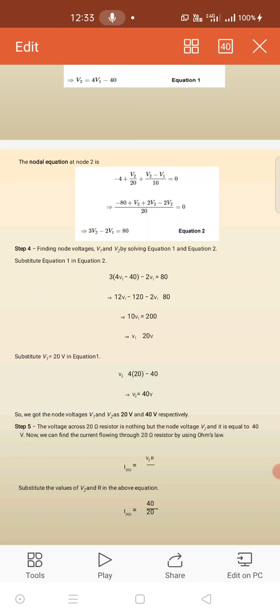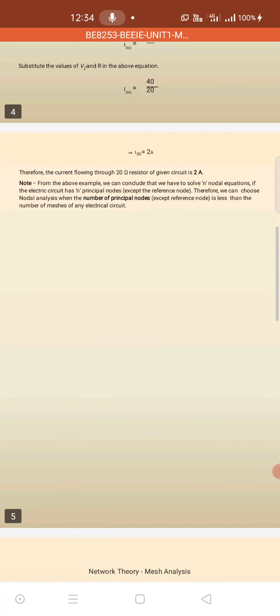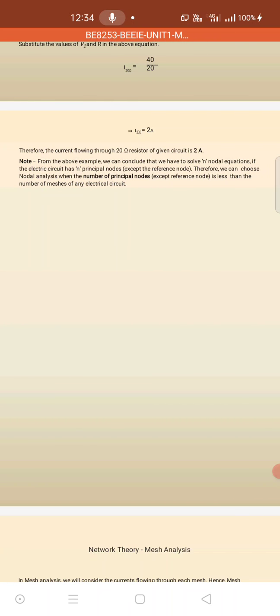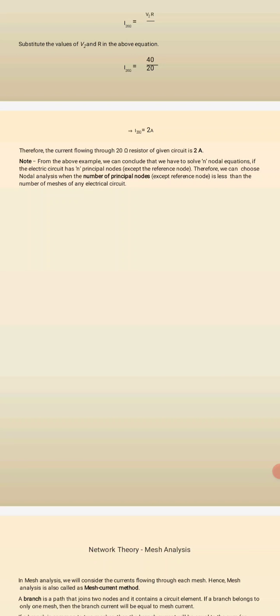Step 5: we calculate the current through the 20 ohm resistor. We know V = IR, or I = V/R. To calculate the current at the 20 ohm resistor, I20 = V2/R, because in this diagram V2 is across the 20 ohm resistor. We know the value of V2 and the corresponding R, so we have 40/20, and I20 = 2 amps. Therefore, the current flowing through the 20 ohm resistance is 2 amps.